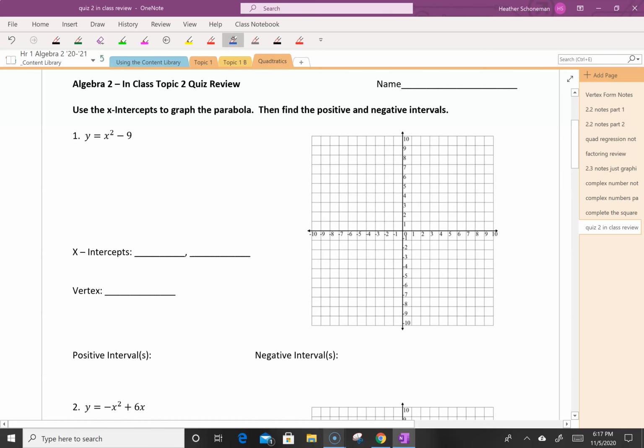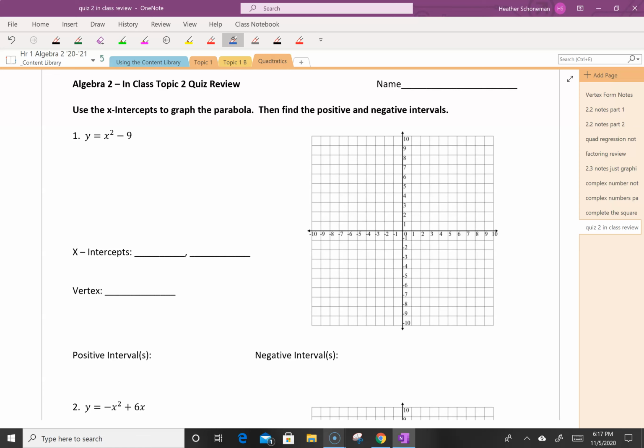All right, this is the in-class review that we're going to do for the Topic 2 Quiz 2. You need to know this material that I'm going to go over now in the video, plus completing the first part of completing the square. All right, on number 1, it says to use the x-intercepts to graph the parabola, find all this other information.